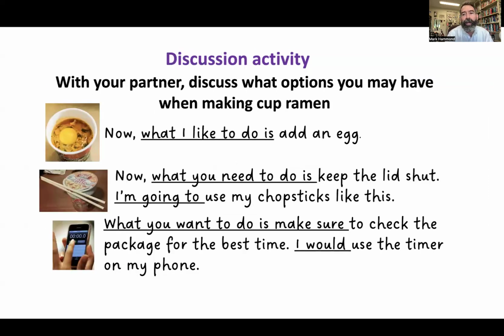Discussion activities. Again, sticking with the ramen task, you could say, okay, let's have a discussion. What do you do to kind of accessorize your ramen, or do you have any special tricks you do when you're making ramen? And then have them use patterns. For example, now what I like to do is add an egg, or now what you need to do is keep the lid shut. So here you give them a real kind of context to practice those WH clefts.